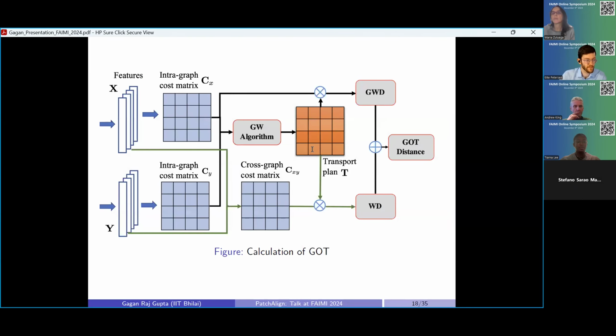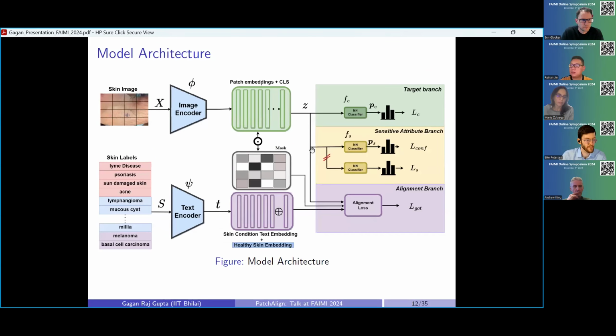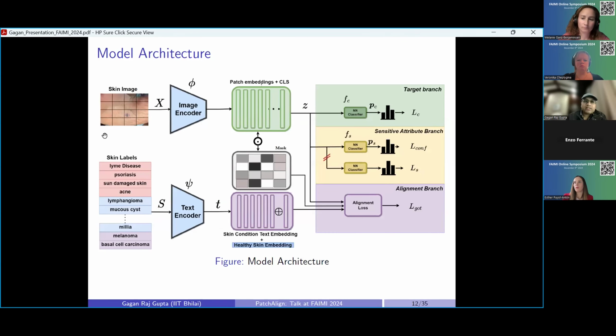Because if you notice these images, when we are looking at these natural images, the disease may be present in only one of the patches. But what about all other patches? Where will we align them to? So they are like noise. And therefore, we want to learn a mask which tells us which patches are important so that we want to align them. And the alignment loss should only be computed on this mask.